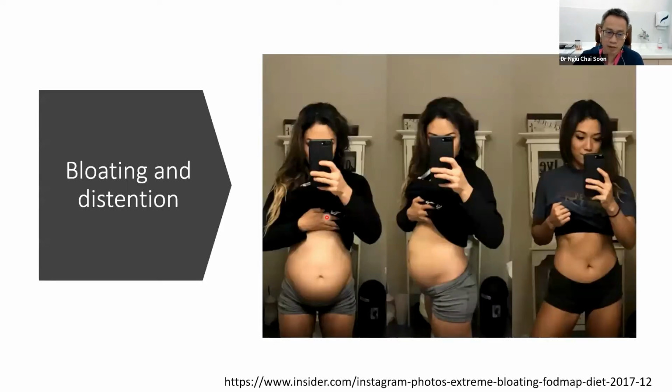We know that bloating and abdominal distension is a very common scenario in our practice. As illustrated here, this is a female bodybuilder, and she shows the progression of her tummy across the day. Early in the morning when she wakes up, her tummy is flat. But as you can see from noontime towards the evening, her tummy is getting more and more bloated. This usually happens after she consumes her meal. She used a FODMAP diet to cure herself of this abdominal distension and bloating.